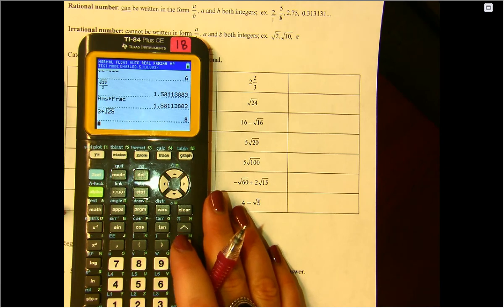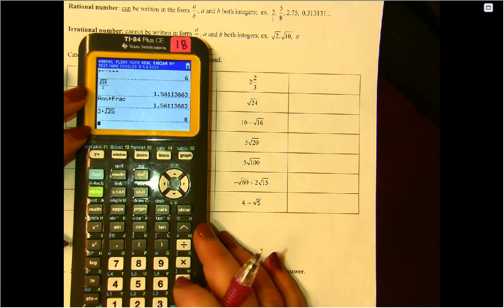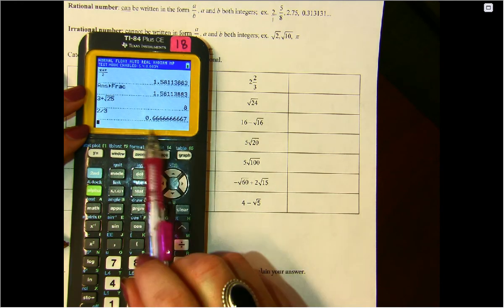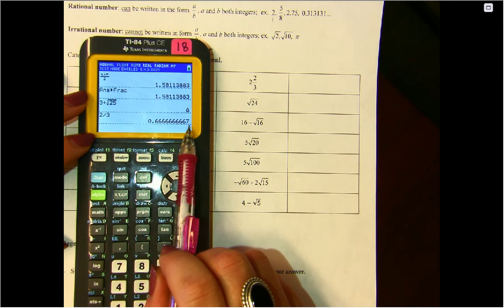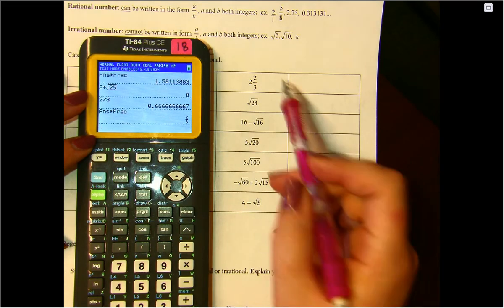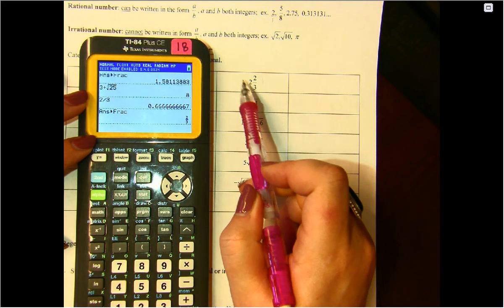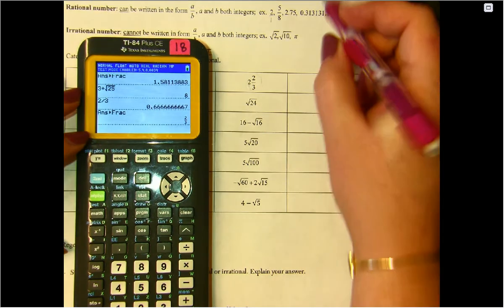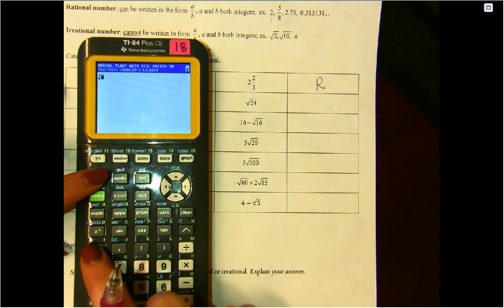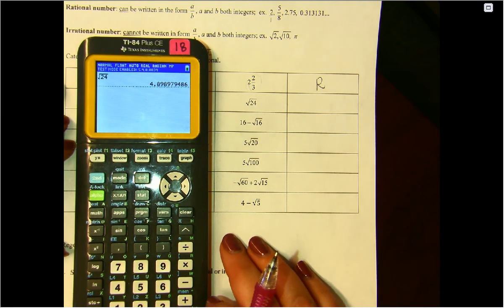All right, let's look over here. 2 and 2/3. Well, what is 2/3 as a decimal? It's 0.666666666. Okay, can I write that as a fraction? Absolutely. So this can be written as a fraction, and all you're doing is just adding 2 to it. So this is rational.